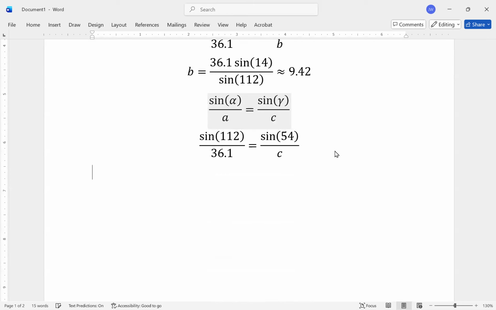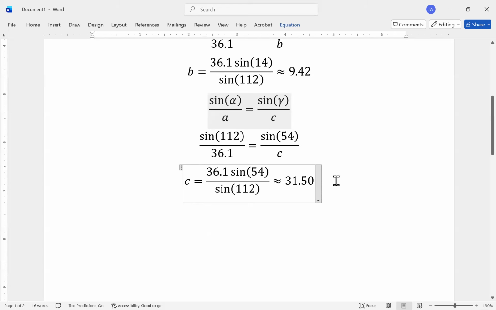You're going to solve this just like before. We're going to cross multiply. That's going to give me C times sine of 112 is equal to 36.1 times the sine of 54. And then we're going to divide both sides by the sine of 112. Once again, that's the exact value of C. If you want an approximate value of C, that would be 31.50. That is rounded to 2 decimal places.